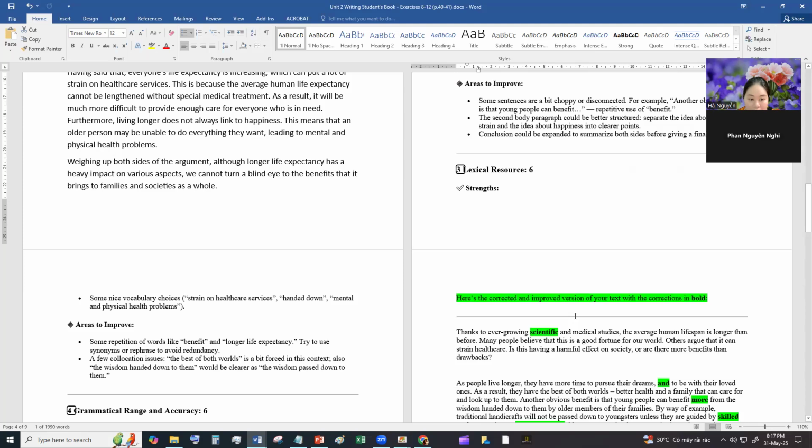Okay, you have good vocabulary choices. Some of them could be more varied. For example, you can use more synonyms because there is repetition of words like benefit and longer life expectancy. And here I talked about collocation, right? Collocations are words that go together naturally in English. So this is what we need to learn.